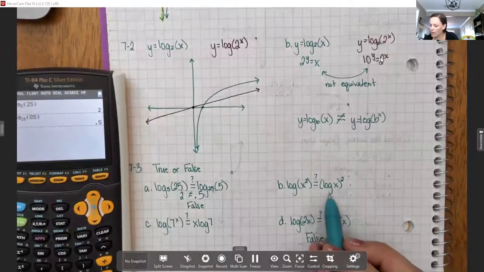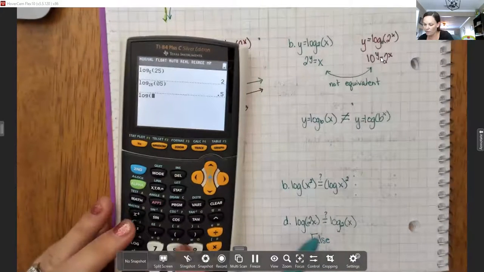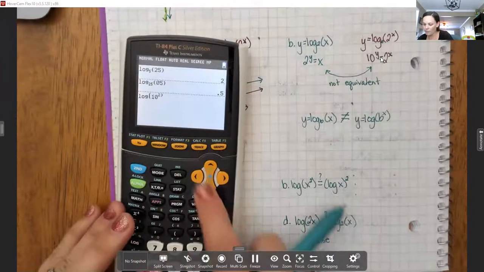B, it looks like, so if you were trying to type B in again, you could just do log of 10 squared.